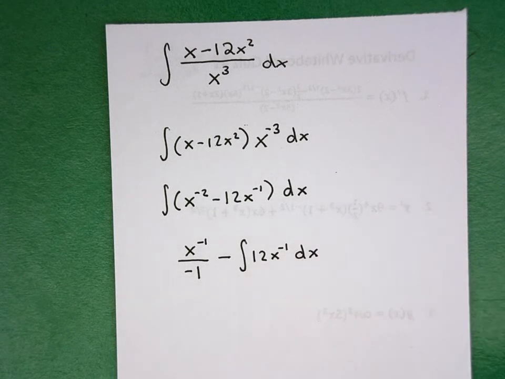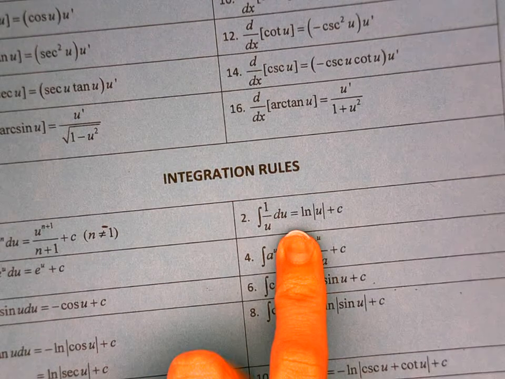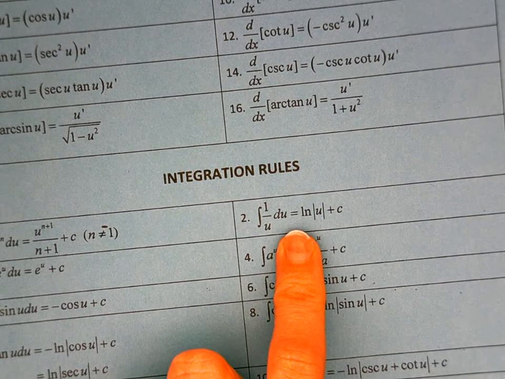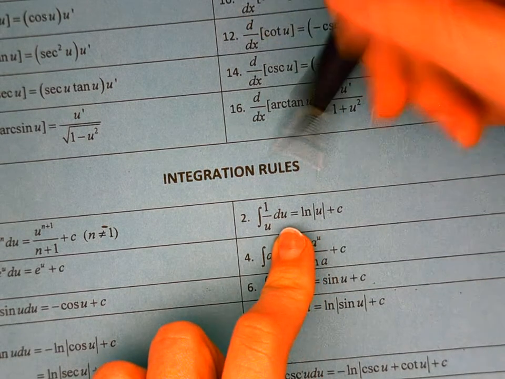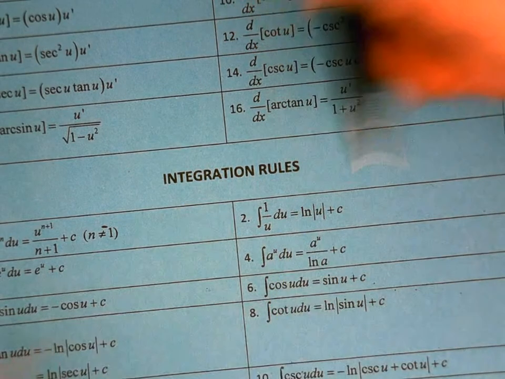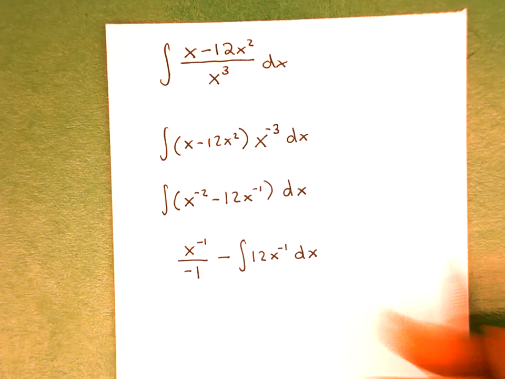Okay, so you're going to go back to your original term, this 12x to the -1, you're going to see, can I rewrite it so it looks like my second rule here? 1 over a singular variable. Because if you can rewrite it as 1 over a singular variable, then you're going to take the natural log absolute value of u. Okay.